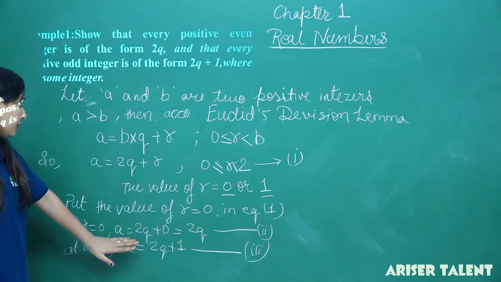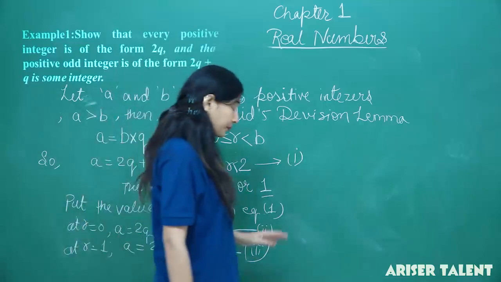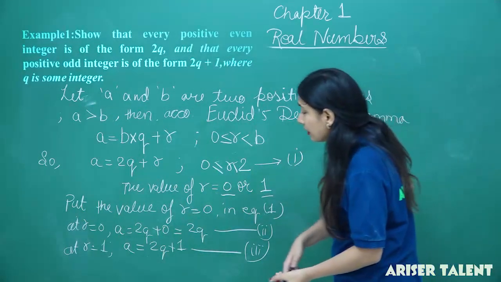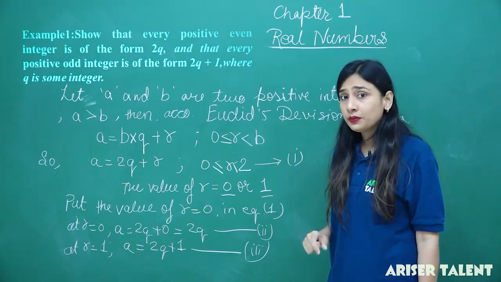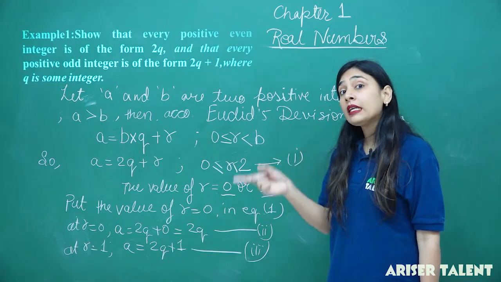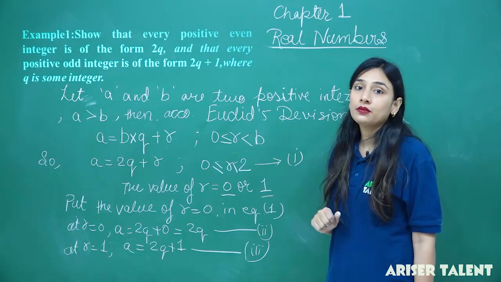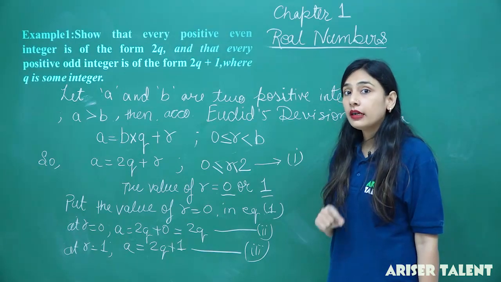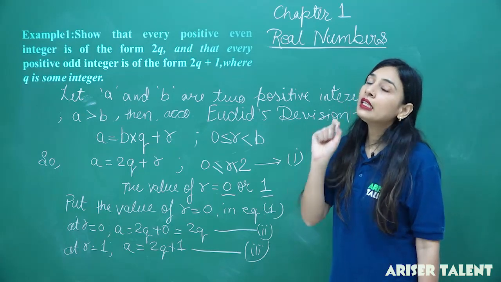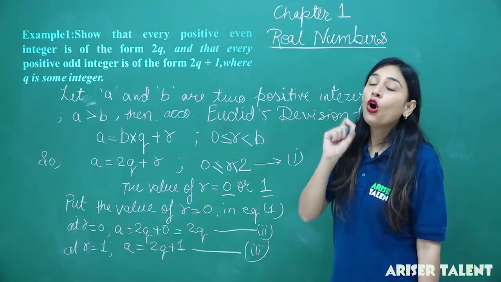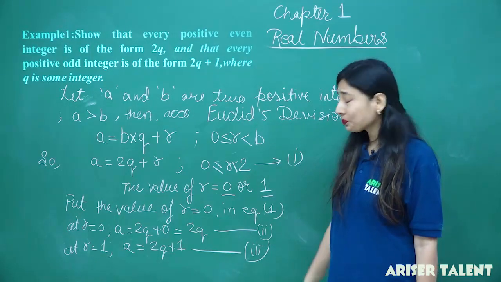Now, see the second and third equations very carefully. What is here? a equals 2q, and q is some integer, right? Now, a multiple of any integer with 2 is nothing but what, an even number or an odd number? Right, an even number, because even numbers are the numbers which are multiples of 2 or which can be divided by 2. These two things are the same.